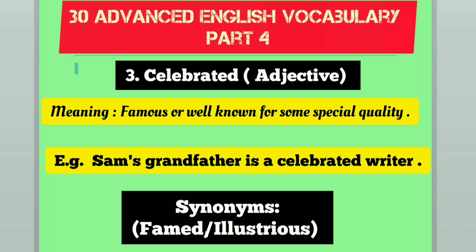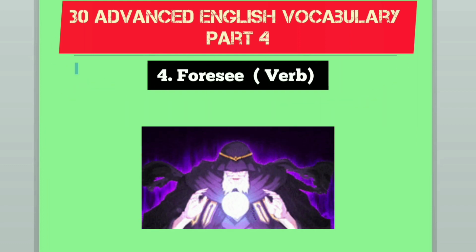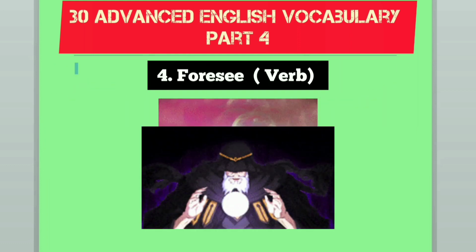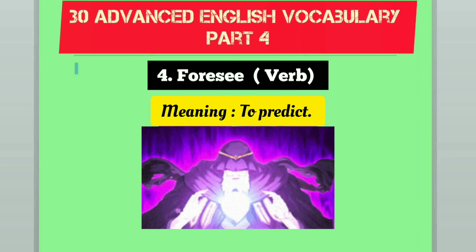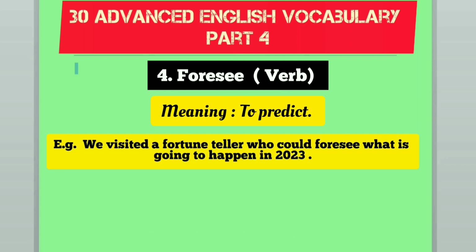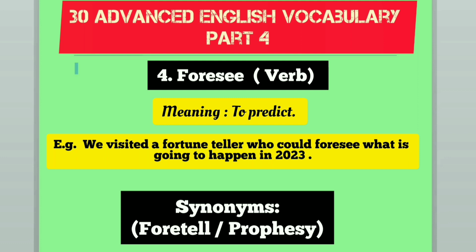Up next, we are going to turn our attention towards the fourth advanced English vocabulary, which you see on your screen, which is foresee. Foresee is a verb. It means to predict. So let's see how to use this beautiful vocabulary. So we visited a fortune teller who could foresee what is going to happen in 2023. That's great. So we can use two synonyms. First is foretell and the second is prophesy.